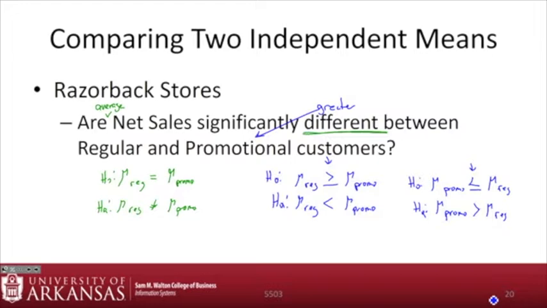But we want to be clear. If we're writing our null and alternative hypothesis, we want to be clear about which mean we're talking about. All right, so let's go back. So I'm going to stick with the green. Okay, so we're just looking at the difference between the two. I don't know which one's better or worse, just that there's a difference.